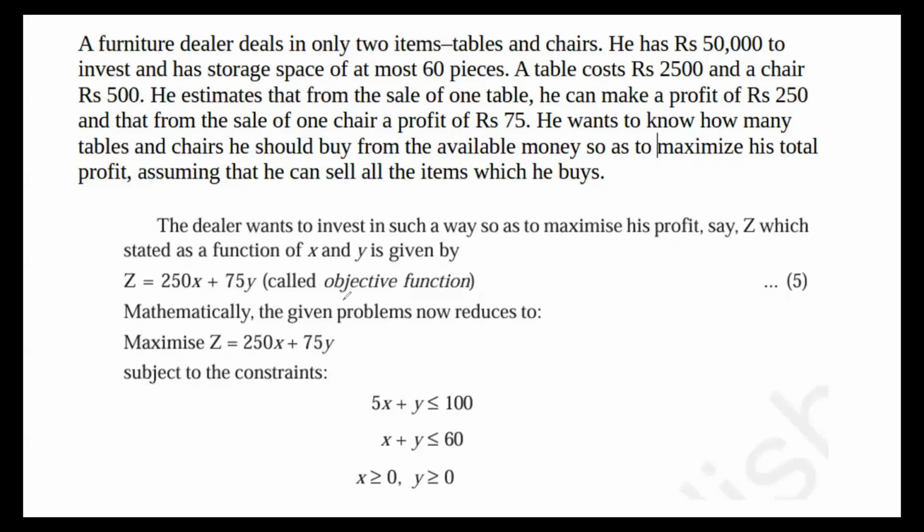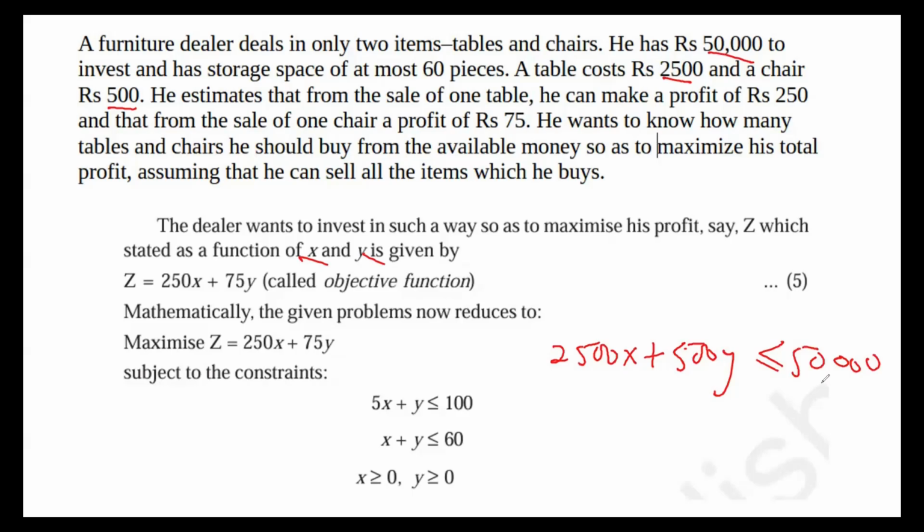Your investment is 50,000. A table costs 2,500, a chair costs 500. So if he buys X amount of tables, that will be 2,500X. And we're letting X be the number of tables and Y be the number of chairs, right? And if he buys Y amount of chairs at 500 each, you have 500Y, and that must be less than or equal to 50,000, right?